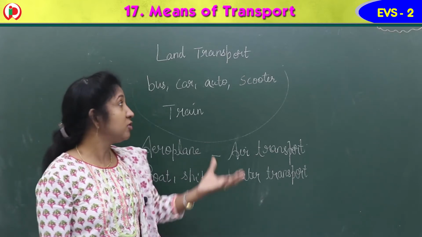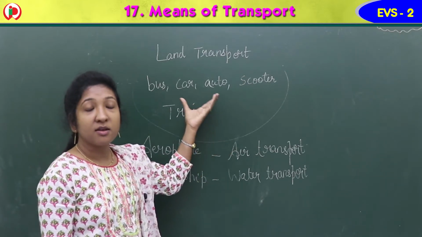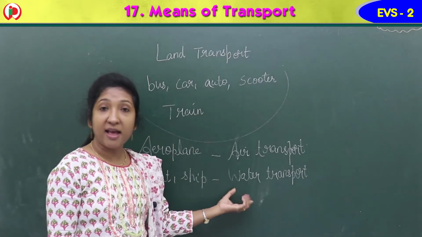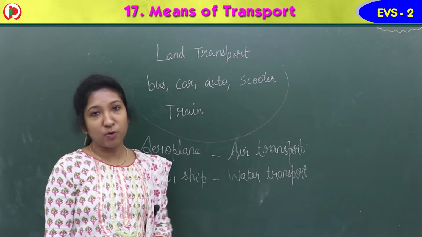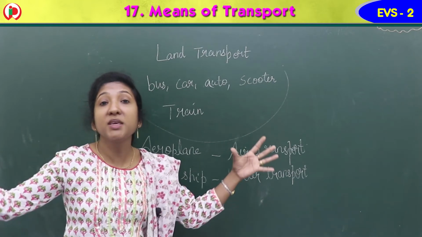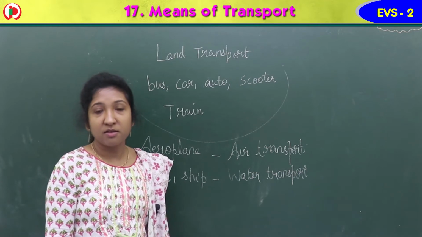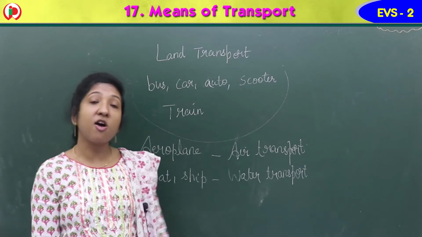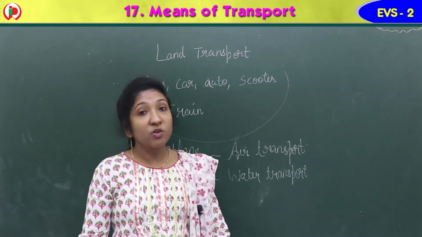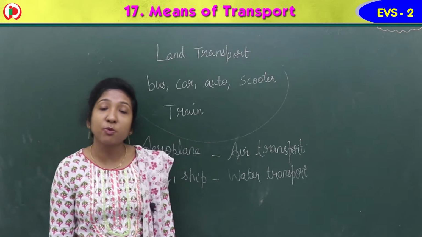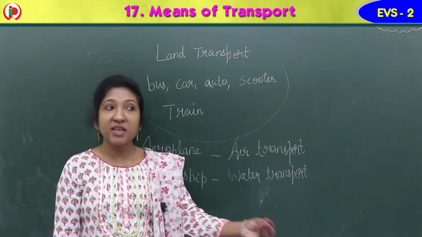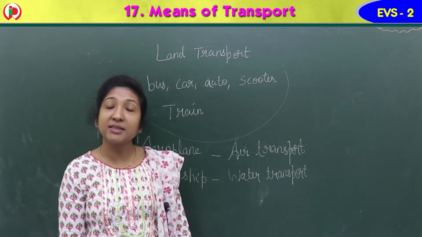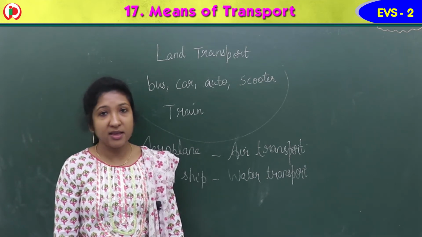Transport that moves on road is land transport. Transport that moves in air is air transport. Transport that travels through water is water transport. Isn't it? So we have different means of transport for different purposes. These are the easiest means for us to go to nearby places and to far away places.